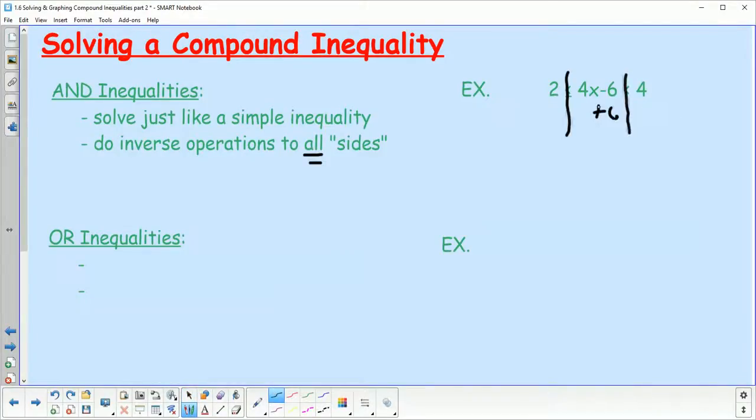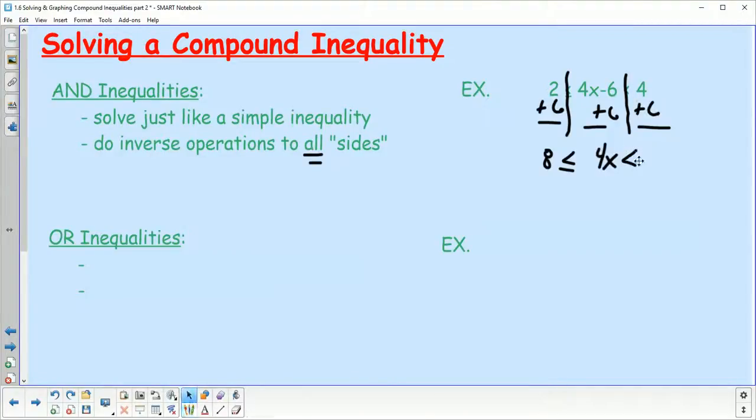We're going to start by adding 6 now to all 3 sides. So on the left side we're going to get 8. I'm going to bring down my less than or equal to piece. This is a thing students forget to do. Make sure you're paying attention to detail. Bring that down. We're going to end up with 4x in the middle, and then bring down the other less than symbol. Again, paying attention to detail. And then bring down 10, because 4 plus 6 here is 10.